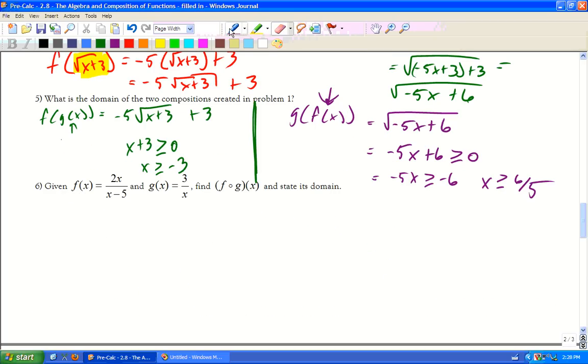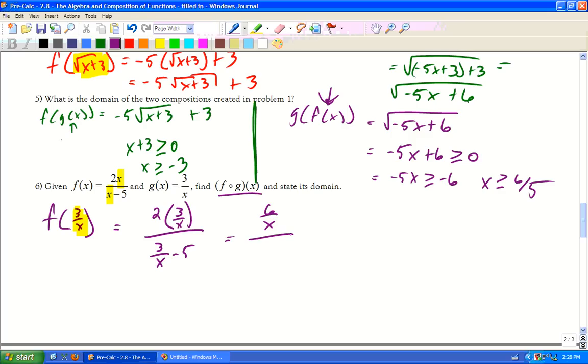Moving on, we're given a function f of x equals 2x over x minus 5, g of x equals 3 over x. So when we're looking for f of g of x, that's going to be f of 3 over x, which equals 2 times 3 over x. Again, remember, 3 over x is what we're inputting into our function. So anytime we see that x, we'll write 3 over x, over 3 over x minus 5. This is a complex fraction. When we start to simplify, we'll see it's 6 over x over 3 over x minus 5.